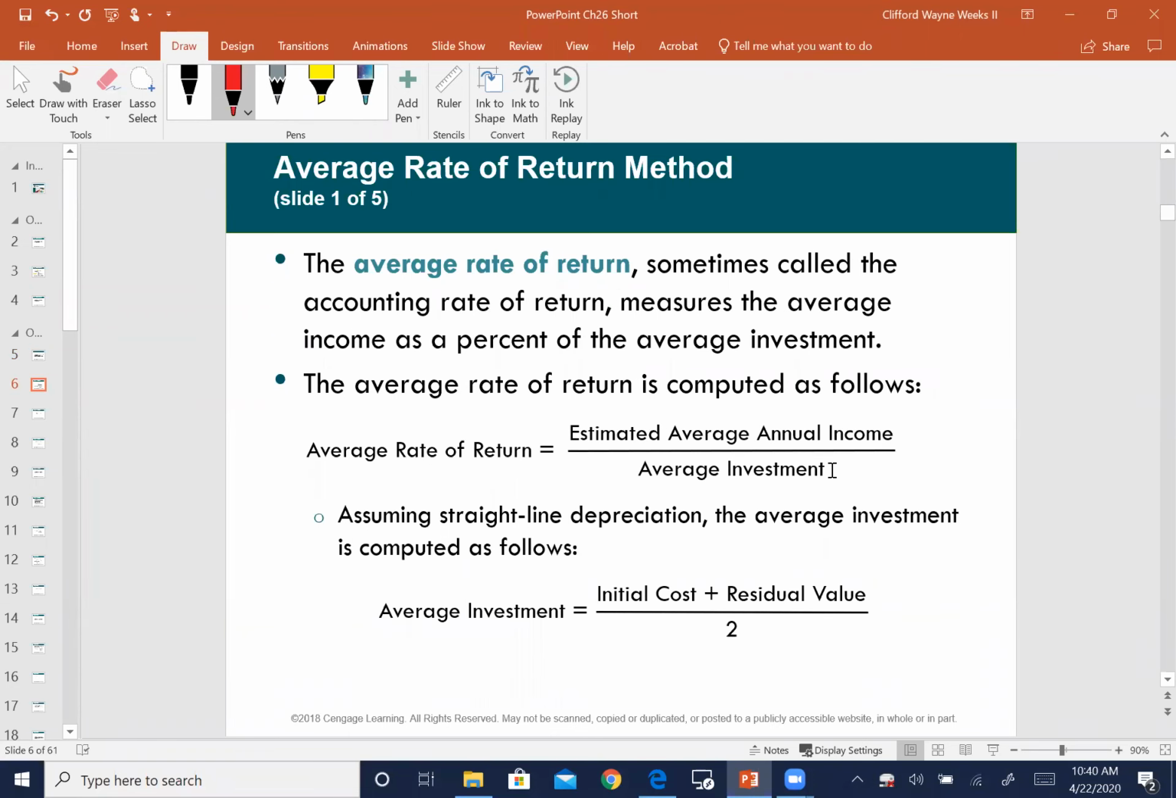So the average rate of return, the first method that does not use the time value of money, is really easy. It just takes the estimated average annual income and divides it by the average investment. For the average investment, you have the initial cost, whatever you're paying for that, including transportation, taxes, whatever it took to get it into its intended use. Then you add the residual value, what we think we can sell it for when we're done with it, and then we just divide by 2.